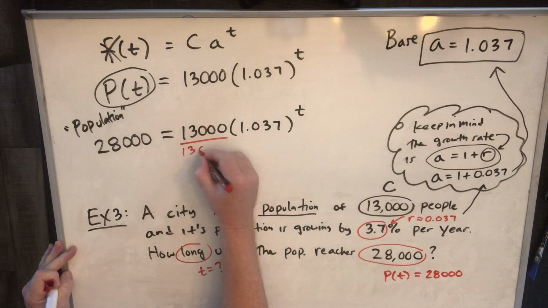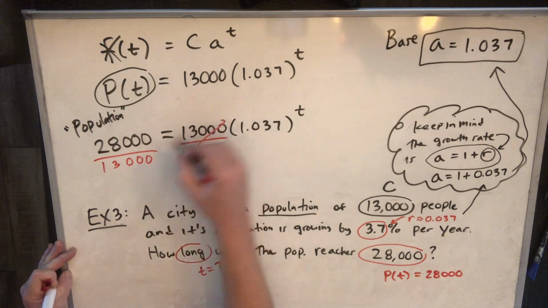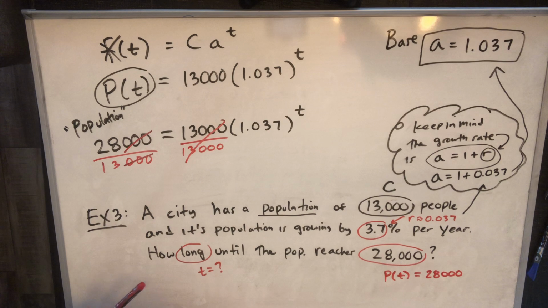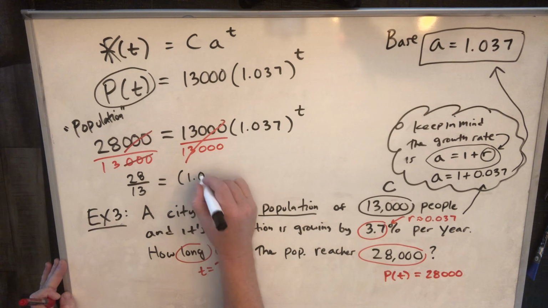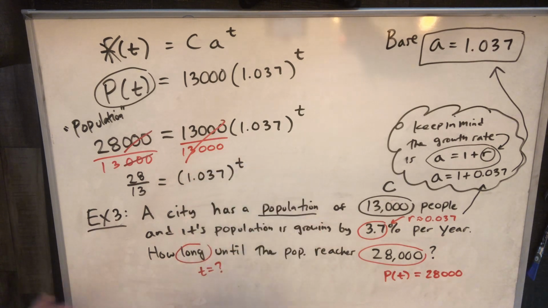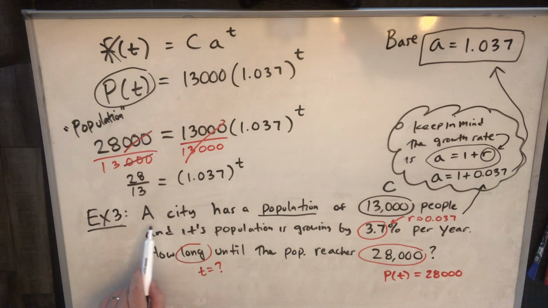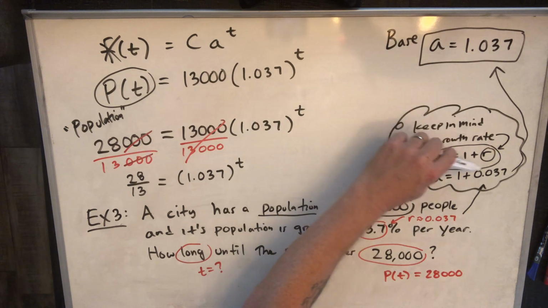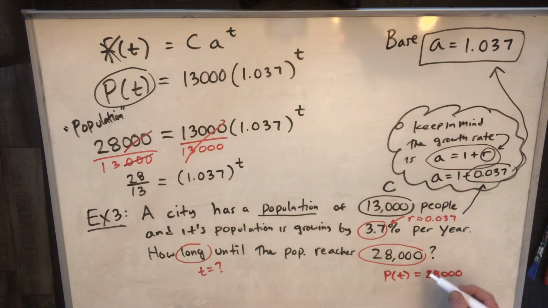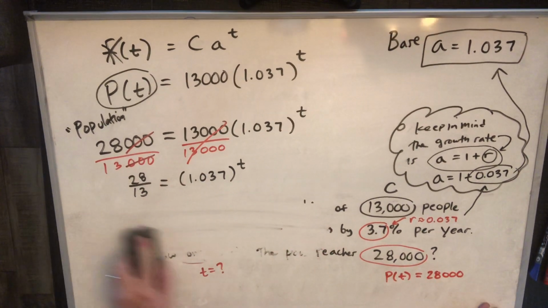First we'll divide both sides by 13,000. So we're going to get 28/13 equals 1.037 to the t power. I'm going to have to erase the statement of the problem. Hopefully you all read it carefully. A city has a population of 13,000. It's growing by this rate, r. That's our r here. And our question is, when is it going to reach 28,000? So we've got all that written down here, so we can erase this.